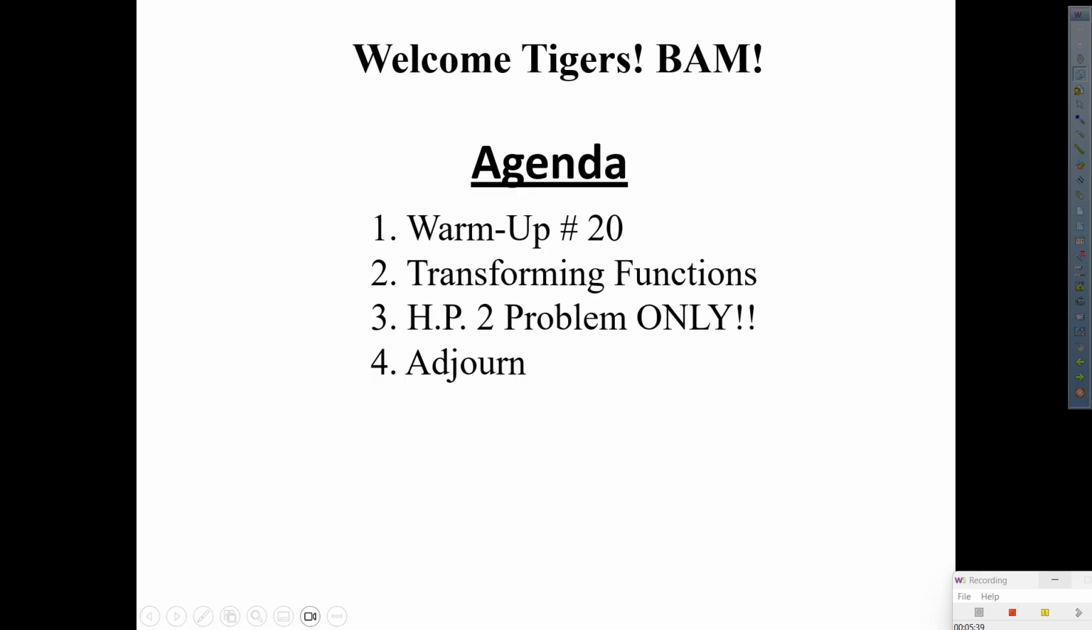Warm up number 20 done. We're still in the middle of transforming functions. We're introducing back again H and K. So far, we're doing okay. Today, we're going to introduce a new function again. And it's more like a soft introduction. I'm not going to say we're going to focus on that, but it's going to come in. And then tonight's home play, only 2 problems, only. Is that good?